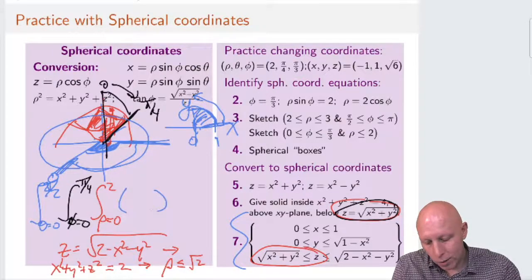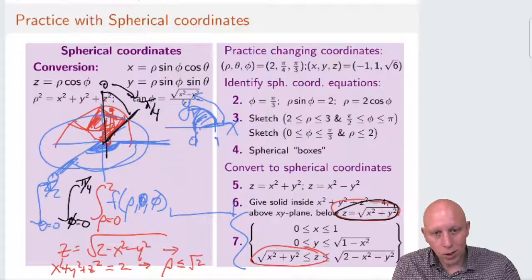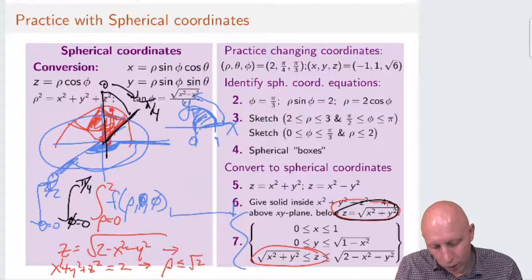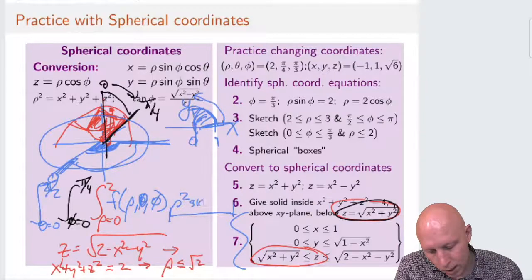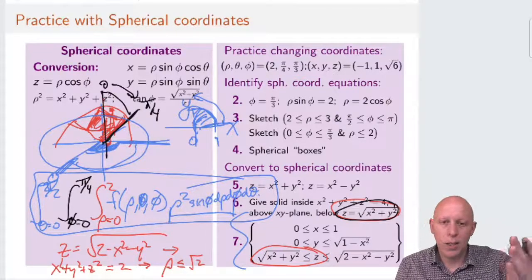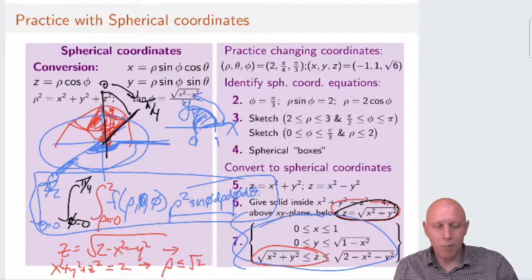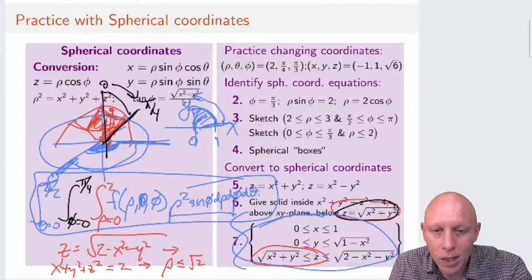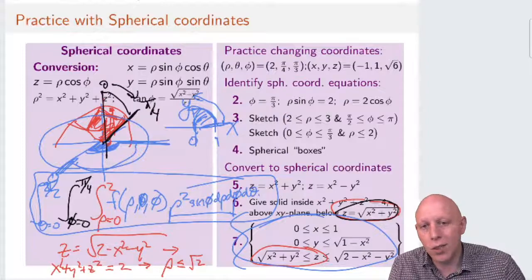And then if we're integrating, remember this is f of rho, theta, and phi. But don't forget the extra term that we have to put in here, rho squared sine phi d rho d phi d theta. All right, and so that would be how you convert from this integral that had x, y, and z bounds into a spherical integral.